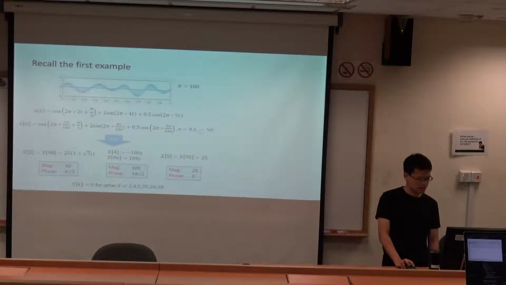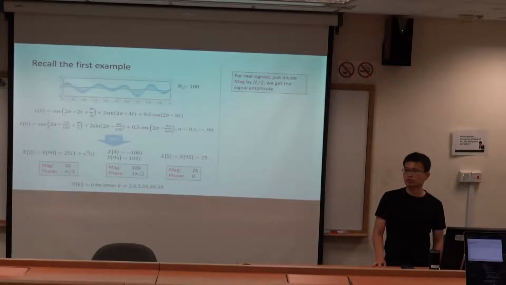Right? But how do we reconstruct the amplitudes here, 1, 2, and 0.5, using these values? Well, to prove it, I need a lot of mathematical derivation, but I want you to remember just for real signals, just divide the magnitude here by N over 2, and we get the signal amplitude. Here, capital N, the signal length, is 100, and N over 2 is 50. So if we divide this magnitude by 50, we get the amplitude here.